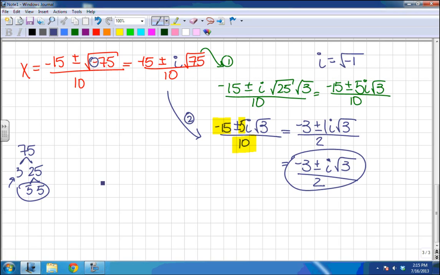So the process is pretty much the same when you have a negative discriminant. You just have to identify that negative, pull that out with an i, and then continue simplifying as normal. Let's try one more example before I send you on your way to practice with your formative.